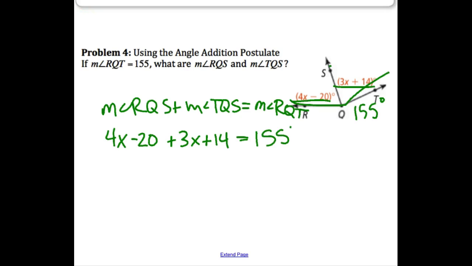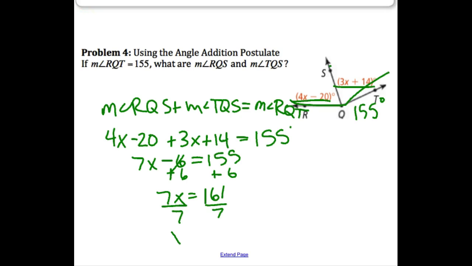Now we just start solving for x. We combine our like terms: 4x and 3x give me 7x. Negative 20 plus 14 gives me negative 6. That equals 155. Add 6 to both sides. 7x equals 161. Divide both sides by 7, and x is 23. Now, I often say this is geometry, not algebra, so you found x, but you're not done because that's not actually what the question asks for. It asks for the measure of RQS and the measure of TQS.